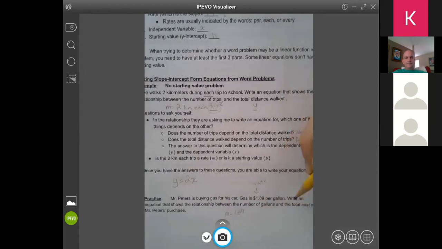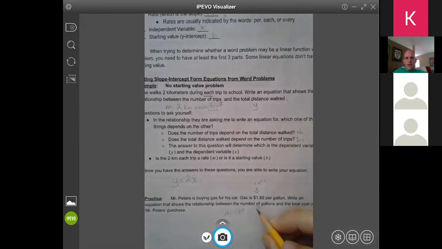The money you spend depends on how many gallons you buy. Right, so my total cost depends on the number of gallons. So my total cost would be my Y value, that's my dependent. And then the number of gallons would be my X value, right? And the other place I can recognize what my X value is is what it says it is per. So it is per gallon, that's my X value as well there, okay? So I can recognize it hopefully either way in that situation.